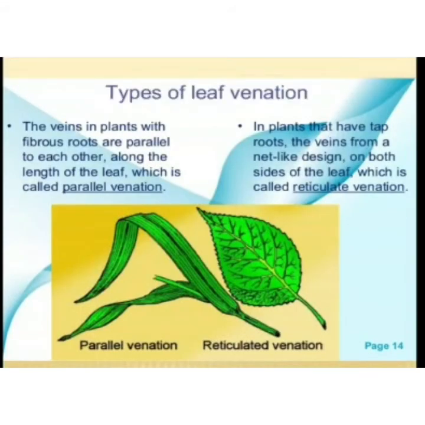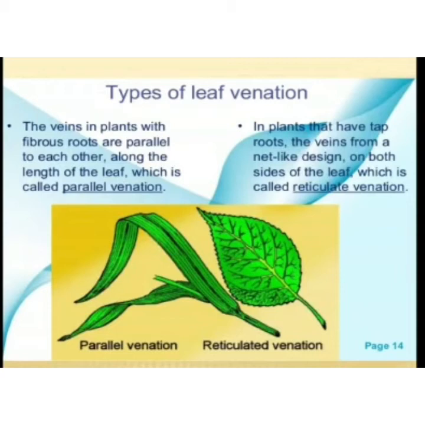After this, the types of leaf venation. We have seen that there are two types of leaf venation. The first one is parallel venation and the second one is reticulate venation. Yes students, parallel venation. What is the meaning of parallel? We have studied that the arrangement of veins in a leaf is venation. Understand? This venation is of two types: the first is parallel and the other is reticulate venation.